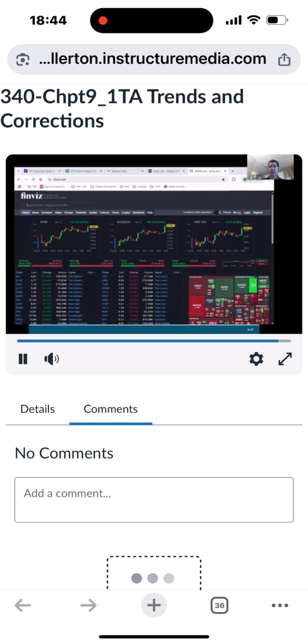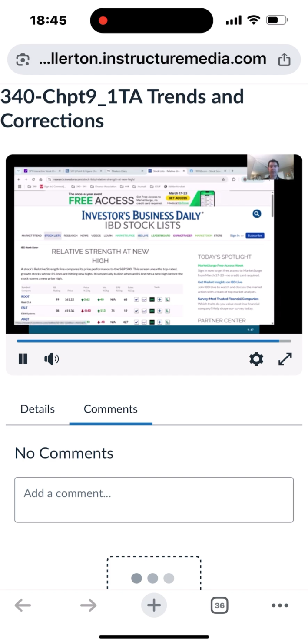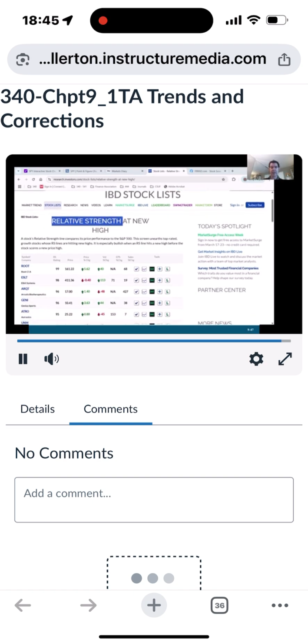So let's jump over to that. I'm on the site of, I believe it's investors.com, but it's Investors Business Daily, and I went to stock list, and they have relative strength. That's what we're talking about here. They look at stocks that have a new high in their relative strength. That is, these are the ones that are most outperforming the market. And they actually list those, okay?